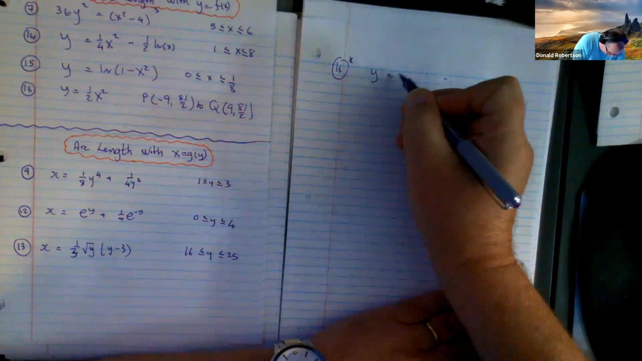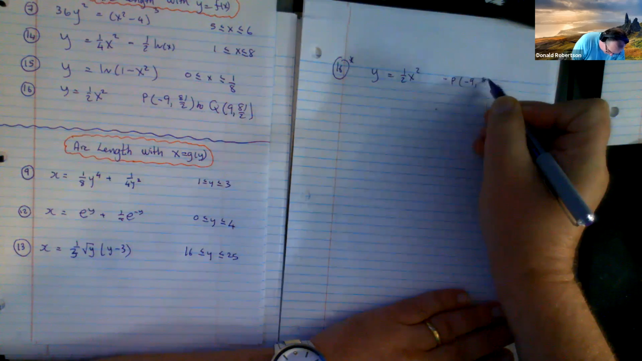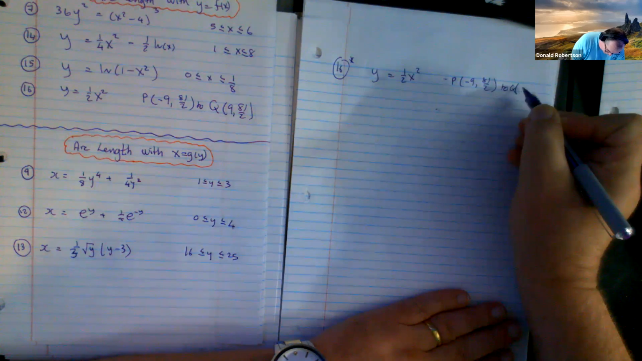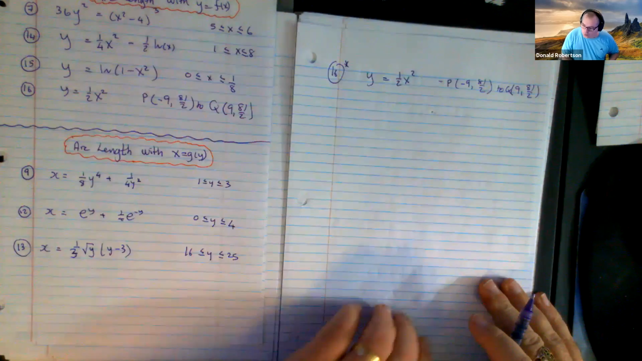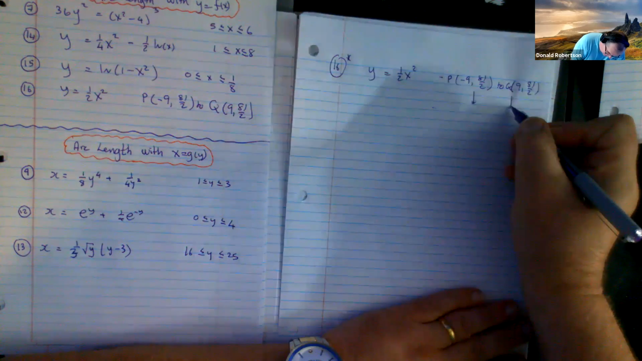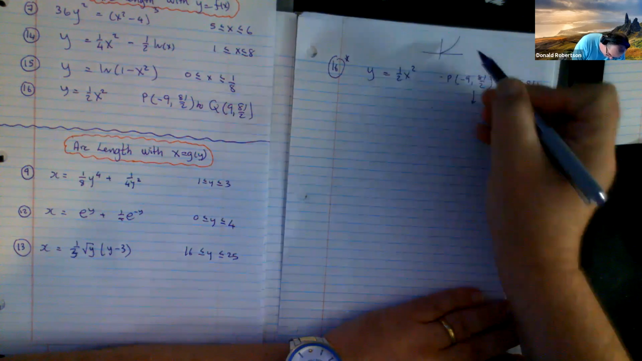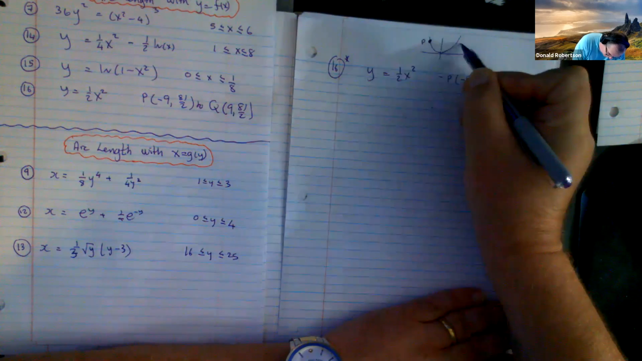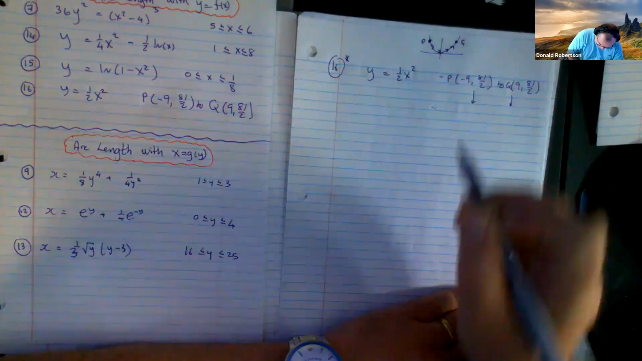I want to find the arc length of this quadratic from the point -9, 81 halves to +9, 81 halves. Pretty simple looking function. Horrible, horrible math. Right, let's take care of this. The point where you start, so if you imagine a half x squared, looks something like this. The point where you start is going to be here, and the point where you finish is going to be here. And we're being asked to find that length, right?